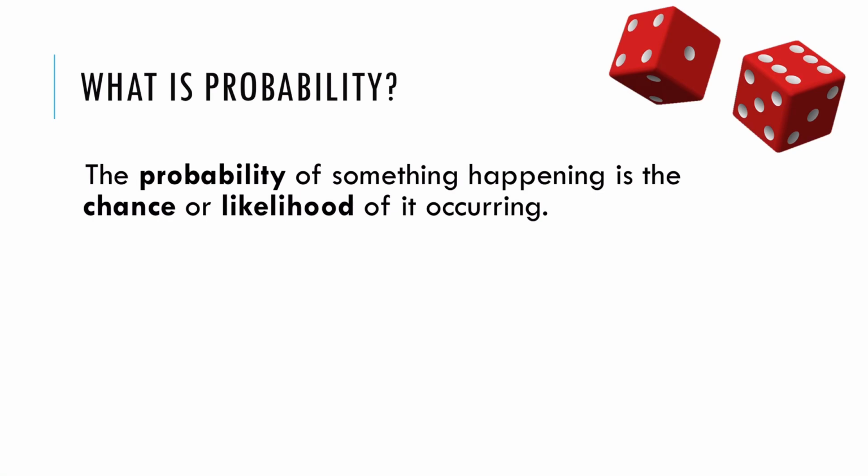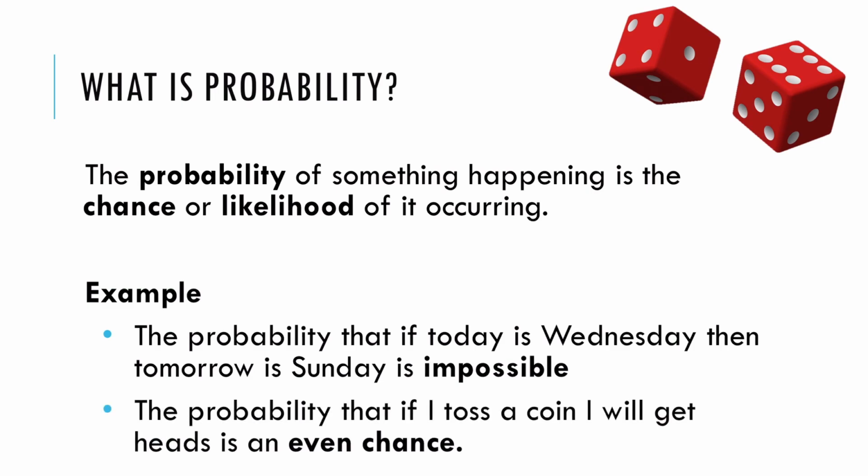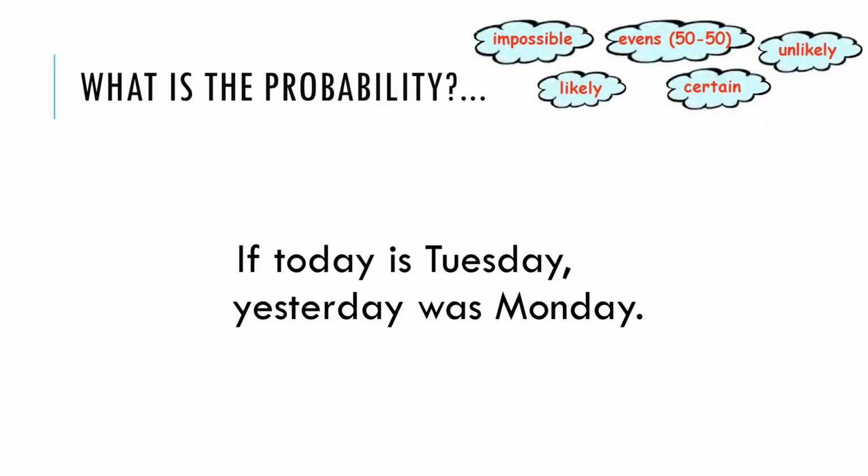The probability of something happening is the chance or likelihood of it occurring. For example, the probability that if today is Wednesday then tomorrow is Sunday is impossible. The probability that if I toss a coin I will get heads is an even chance. So let's have a look at some of these. If today is Tuesday, yesterday was Monday. So what is the probability of that?